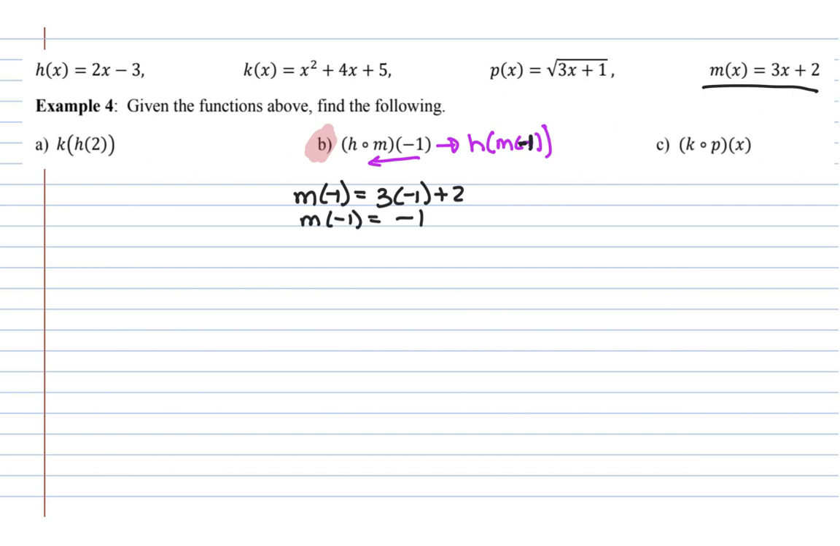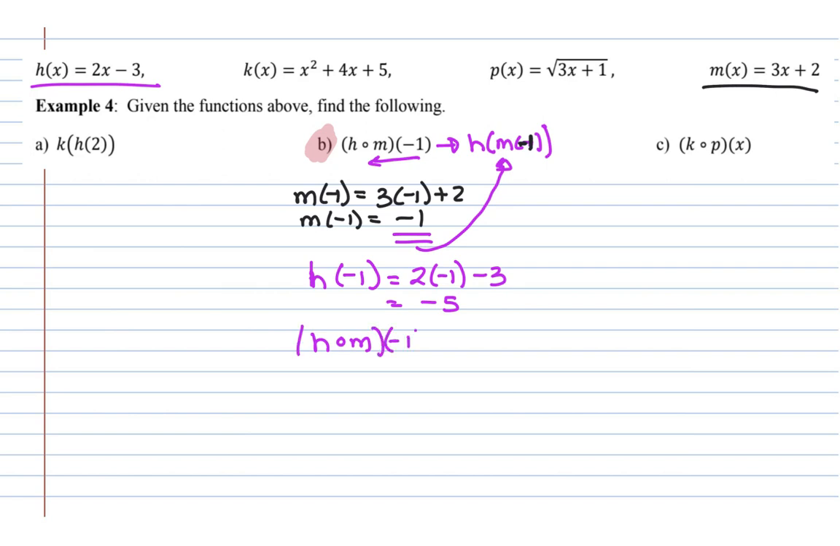So now that means this value, I'm going to plug it into my h. So now h of negative 1, and I'm going to plug that into my h formula, which is this one. And I'm going to have that it's going to be 2 times negative 1 minus 3. And I should get that the answer is negative 5. So that means that your h of m of negative 1 is negative 5.